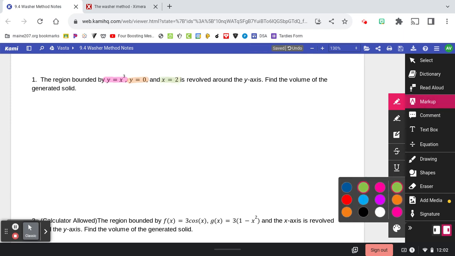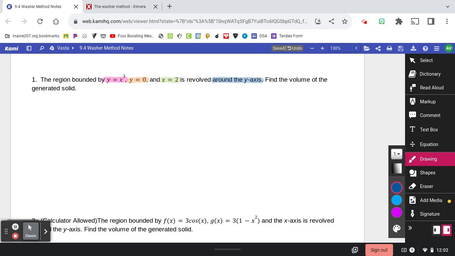And we are revolving this region around the y-axis. As soon as I see that I'm revolving around the y-axis, I know that everything is going to be in terms of y. And we want to find the volume of the solid of revolution. So I'm going to go ahead and start by sketching a graph.